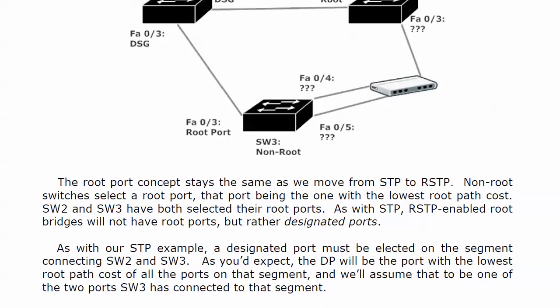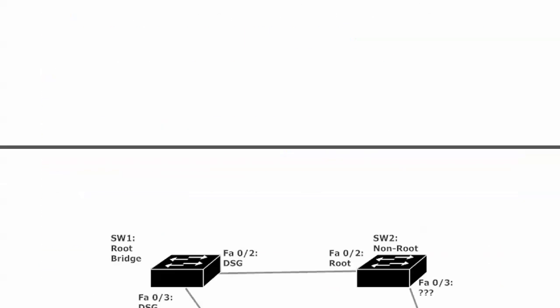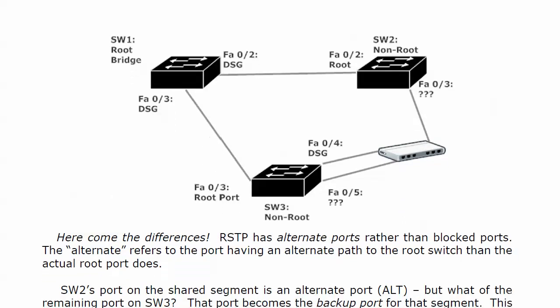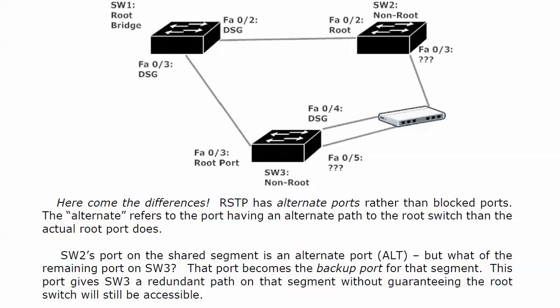Now we need a designated port on that shared segment connecting switches 2 and 3. And that should sound familiar because we had something very much like those in our STP example. And again, as you would expect, the DP is going to be the port with the lowest root path cost of all the ports on that segment, and we're going to assume that to be one of the two ports switch 3 has connected to that segment for our walkthrough. So, so far not a whole lot of differences.